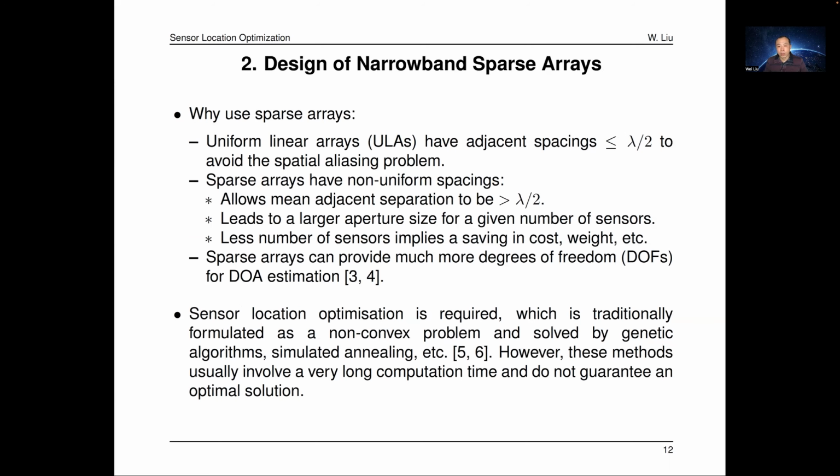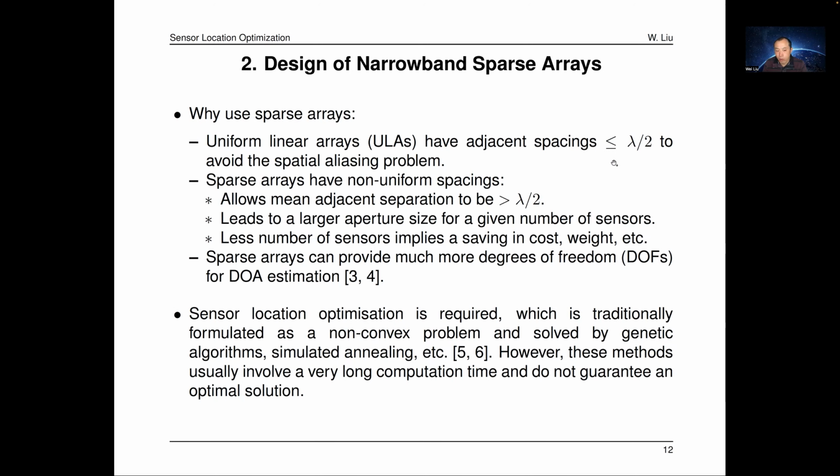Now, we talk about the design of narrowband sparse arrays. The first question is, why do we need sparse arrays? Uniform linear arrays have been widely employed, and they are working well, right? But why do we need sparse arrays then? The reasons are these benefits. Sparse arrays have non-uniform spacings by definition. They allow the mean separation between adjacent sensors to be larger than lambda over 2. For uniform linear arrays, to avoid spatial aliasing, you have to make sure the adjacent spacing is smaller than or equal to lambda over 2.